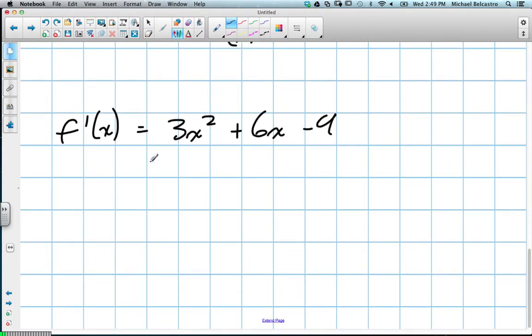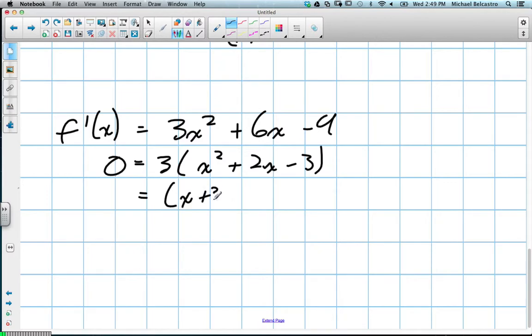Let's common factor 3 out, and we know we're going to set it equal to 0. So we have 3 factored out, x squared plus 2x minus 3. The 3 disappears, and we can use positive 3 and negative 1. So we have x plus 3 times x minus 1. That means our x values are negative 3 and positive 1. So these are our critical values right now.